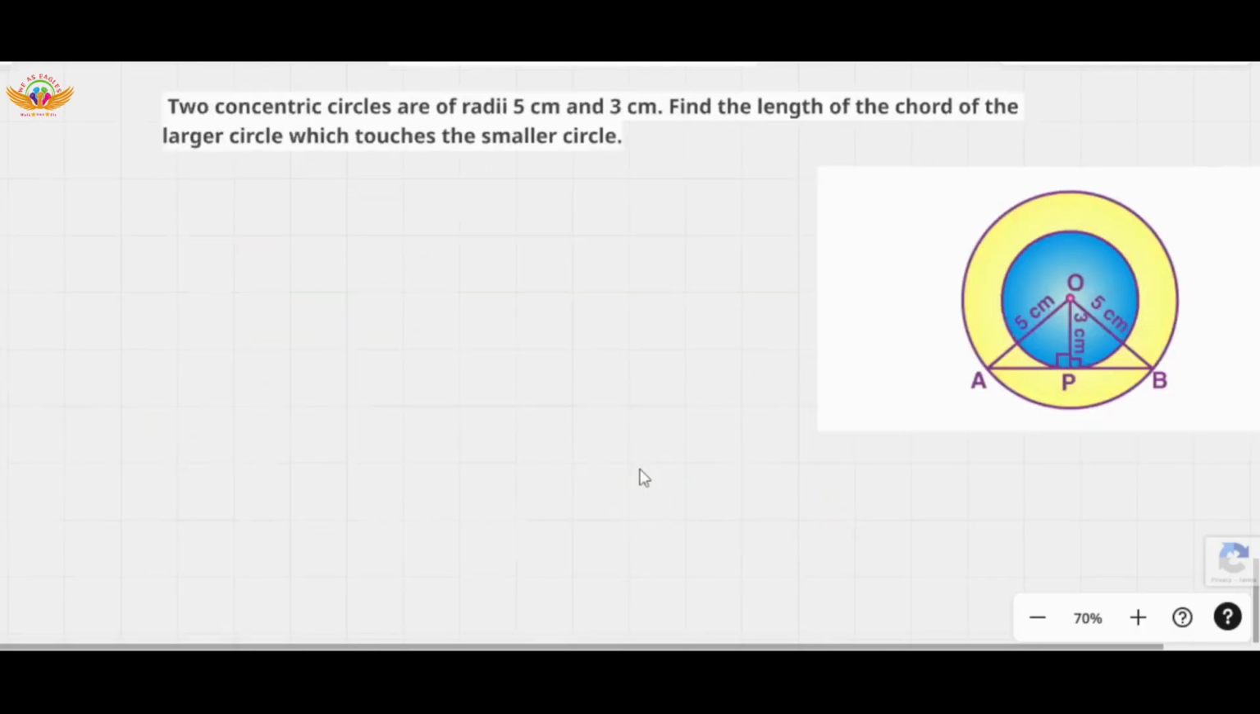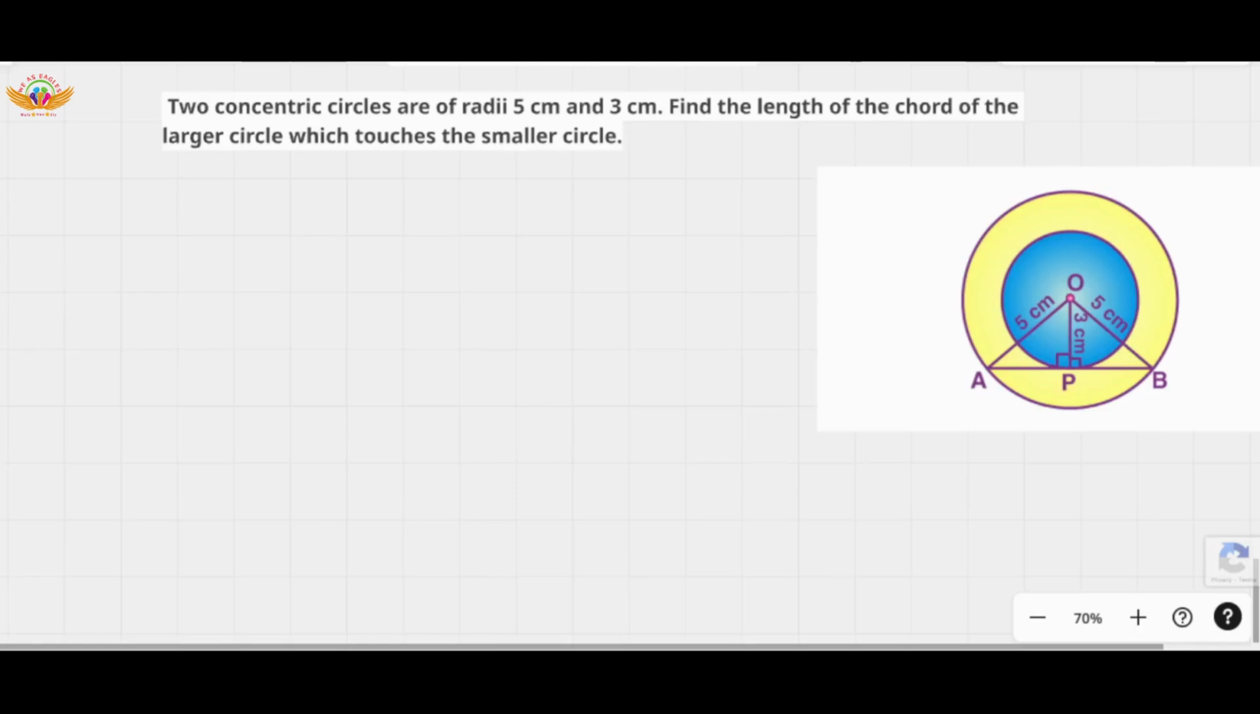Two concentric circles are of radii 5 centimeters and 3 centimeters. Find the length of the chord of the larger circle which touches the smaller circle. Did you remember the theorem that we have been discussing in the previous video? See, almost only the theorems that we learned, the problems will be coming including those only. So please know the theorems, understand the logic and the concept behind them. Then you can easily solve this question.